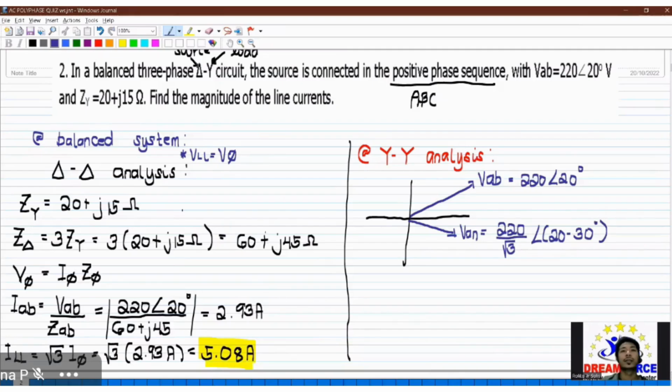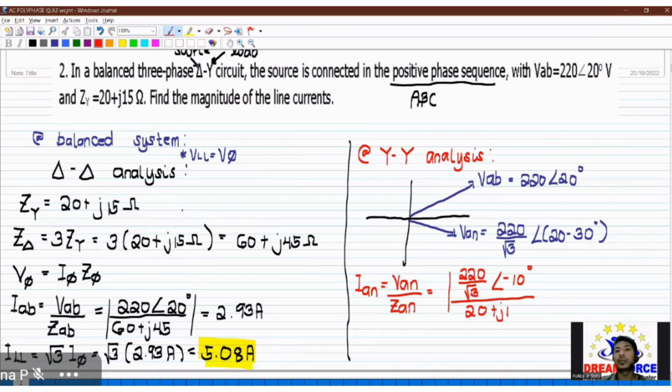So now we have the phase at A, and the same goes for our load. Therefore, we get IAN by means of VAN divided by ZAN. Taking the absolute value, since we are solving only for the magnitude, it is 220 divided by the square root of 3, angle negative 10 degrees, divided by 20 plus j15 ohms. The answer should be the same.